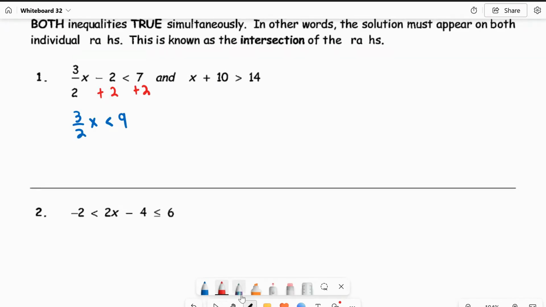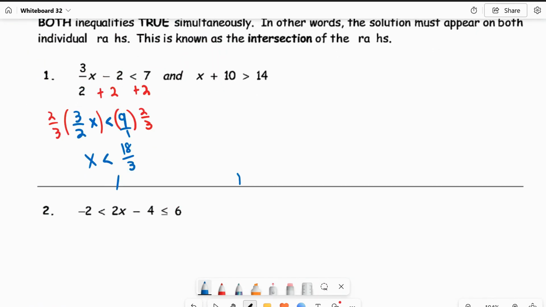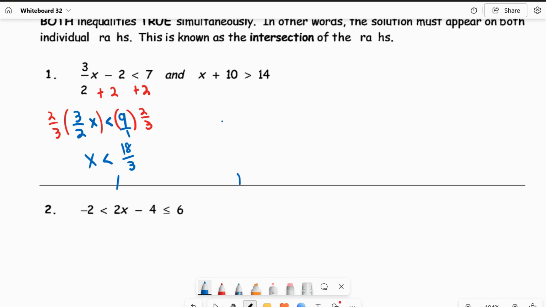I'm going to multiply both sides by 2/3. Just flip my fraction, and I'm going to make this 9/1. So my reciprocal on my left side is going to cancel, leaving me with x is less than 9 times 2, which is 18, over 1 times 3, which is 3. Now we have 18/3, which is just 6. So my first inequality gives me x is less than 6.